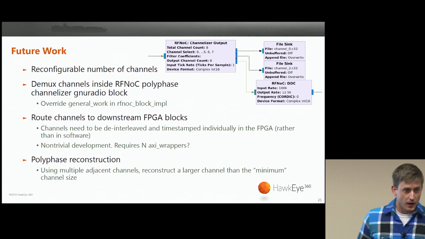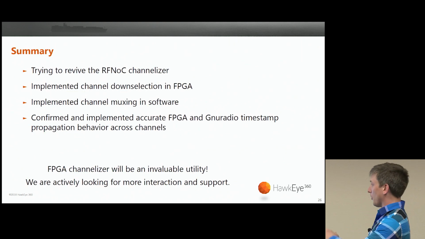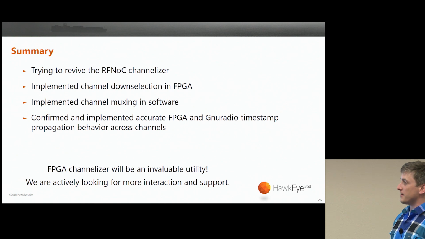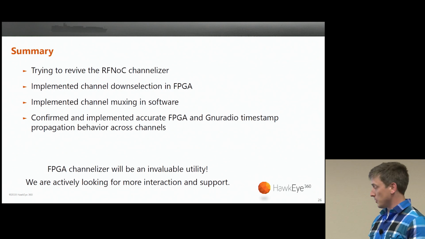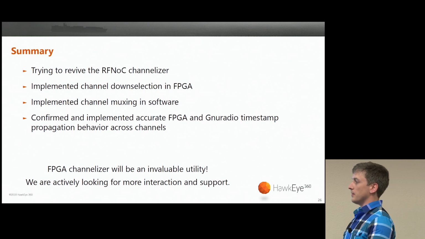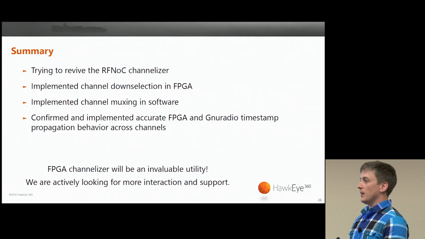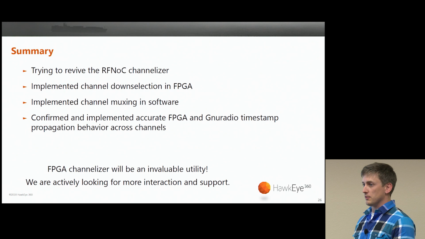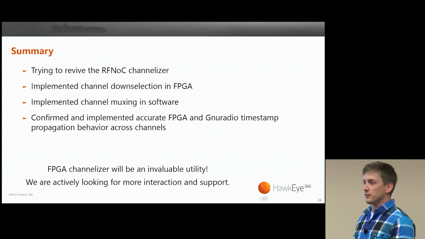Okay, so where do we want to go with this from here? To summarize, I really want to revive this channelizer. I think it's a really critical piece of infrastructure. We've prototyped this channel down-selection and shown that it works. We've implemented the timestamping and the channel muxing. In simulation, and with file input and output through the RFNoC blocks, we've been able to confirm that the timestamp propagation and the theory of the similar group delays is actually accurate and empirically correct, which is always good to confirm. But like we said, there's more places to go.